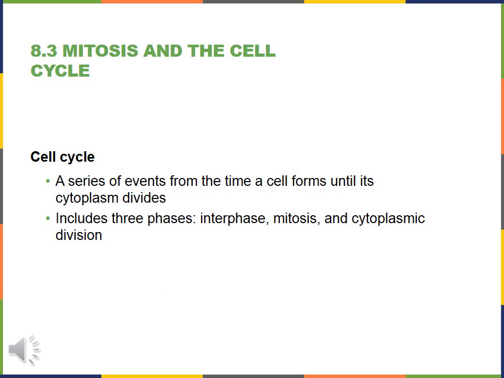You'll see in your book that there's this pie graph looking illustration, and this is going to show you a brief pictorial of how the cell divides and the cycle that it goes through. And there's three phases: interphase, mitosis, and cytoplasmic division. And so the cell cycle is just the process that a cell undergoes when it's dividing. We call it the cell cycle.